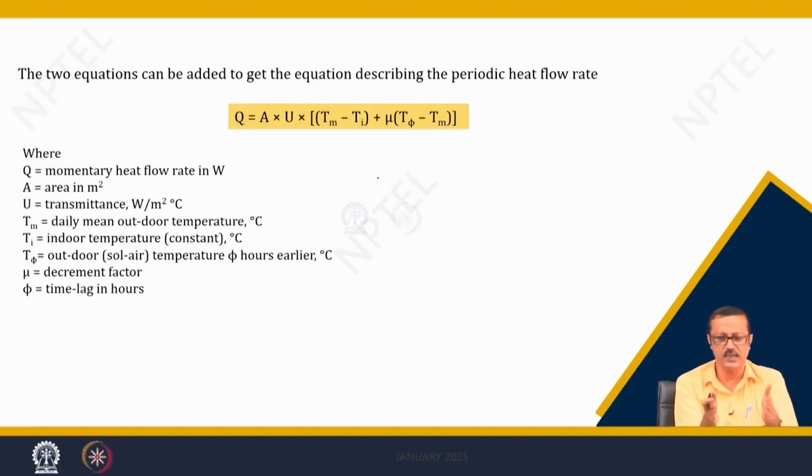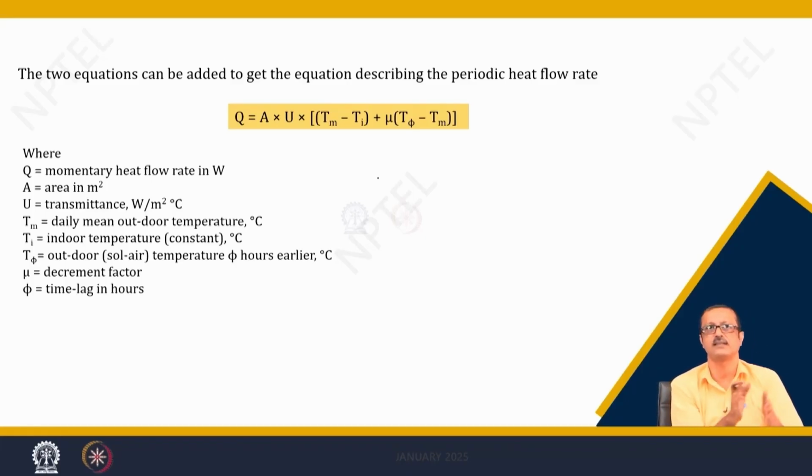The first part and the second part are now added together, and that will compute my total heat gain through the envelope by virtue of the diurnal change of temperature. A and U, you know what those are. Tm is the mean temperature, so I have to take all the outdoor temperatures for 24 hours and calculate the mean. Ti is the indoor set point temperature, which is constant. T phi is the outdoor sol-air temperature after 5 hours.